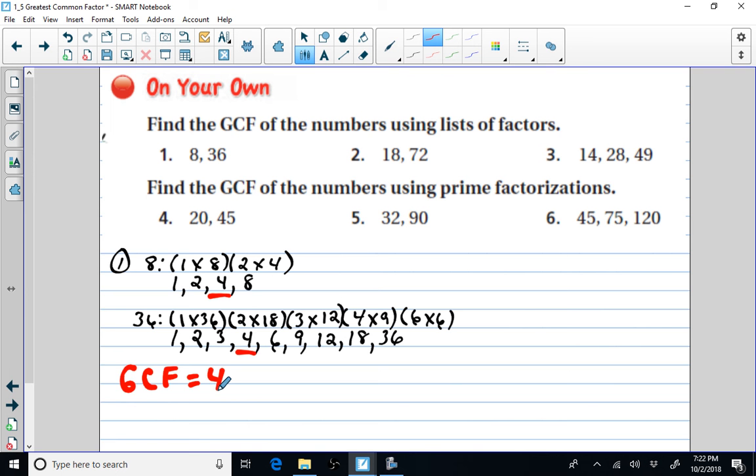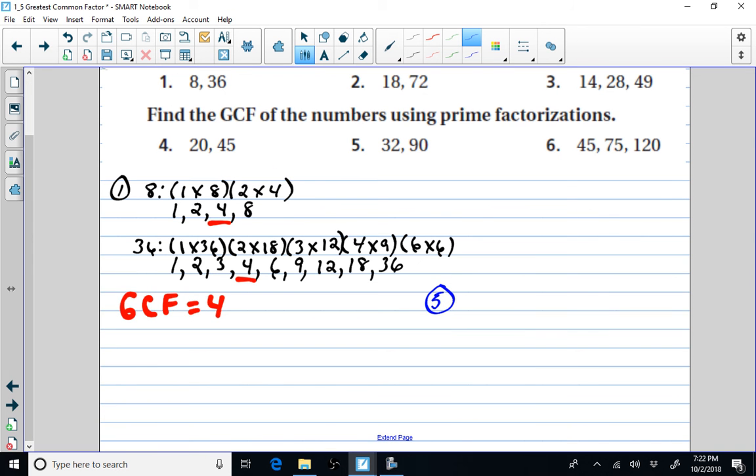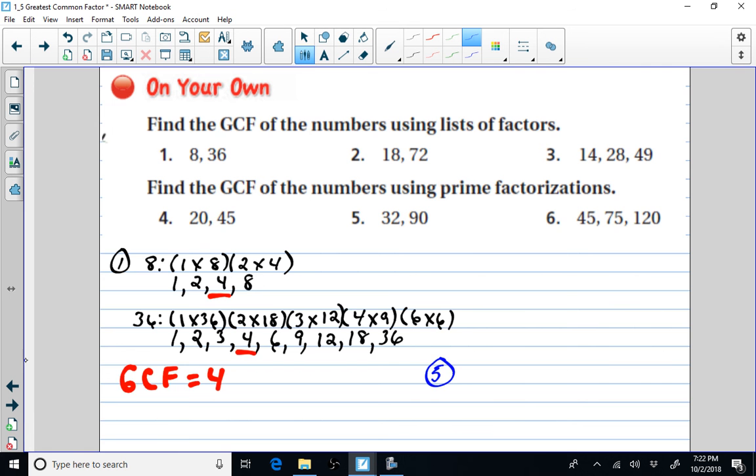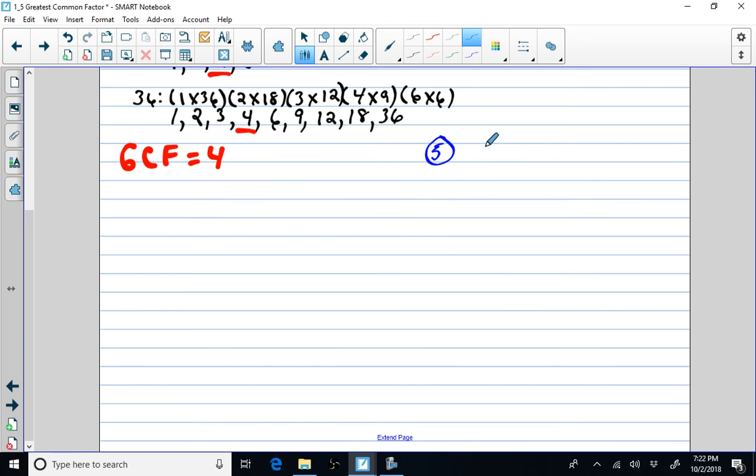So let's do 32 and 90, but we will use the prime factorization of 32 and 90. So let's start with a factor tree for 32. Right, this is problem 5. I'll do it down here. So we start with a factor tree for 32 and 90. So I'm going to put the 32 here, put the 90 here.